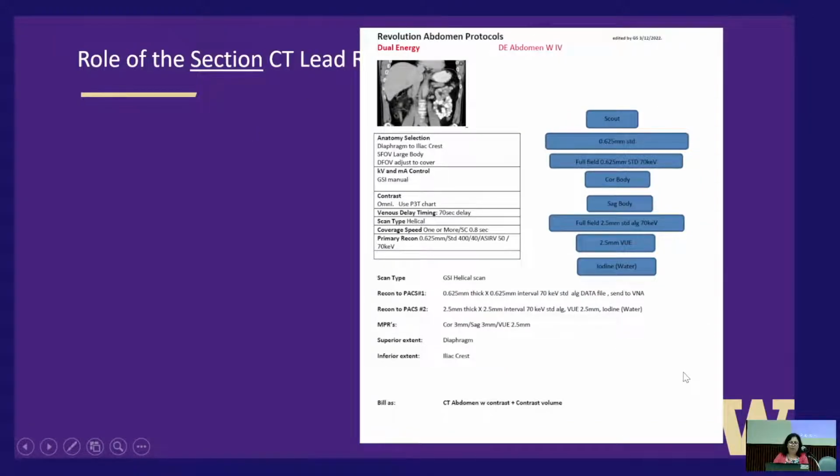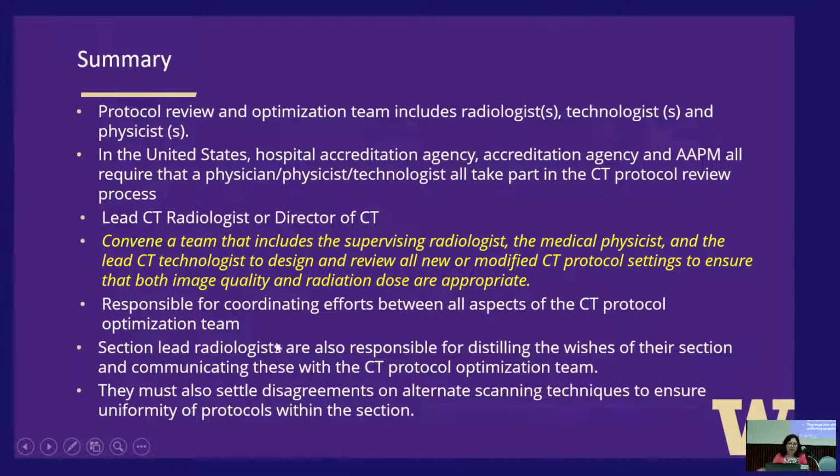Again, showing you some more ideas, scan type, MPRs, superior extent, inferior extent. All of these are very nicely laid out. This is our dual energy protocol, and so it's specified at the top what kind of protocol this is. But the role of the radiologist is really to focus on all of that. When I talk about the role of the physicists and technologists, we look at other aspects of this protocol sheet. So in summary, the protocol review and optimization team includes radiologists, techs, and physicists. And now, how do you get a radiologist to come in and do this?